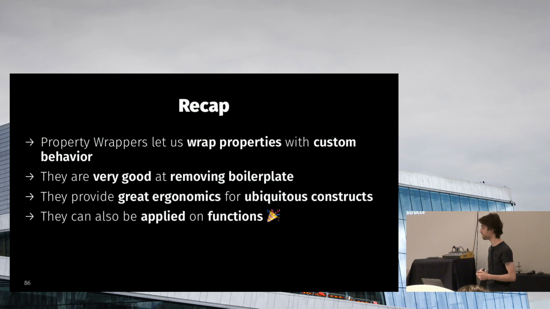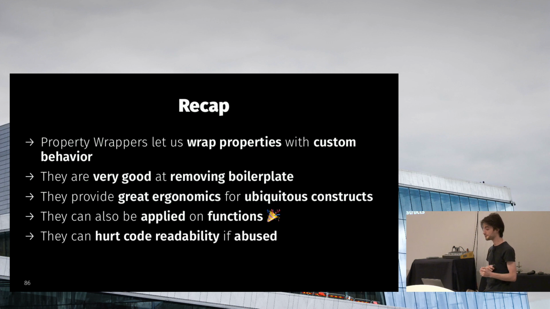You need also to remember that property wrappers not only apply on data, but they also apply on functions, and we can implement some really nice mechanisms. We saw the example of caching the result of a function, but we can also implement things like delaying or providing thread safety to property wrappers. But you also need to remember that they can hurt code readability if abused. Like any good thing, you need to use them in a reasonable way.